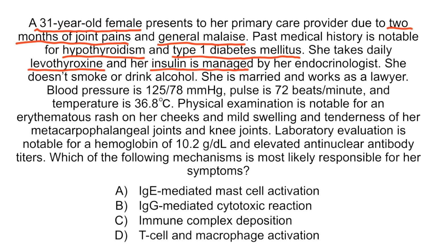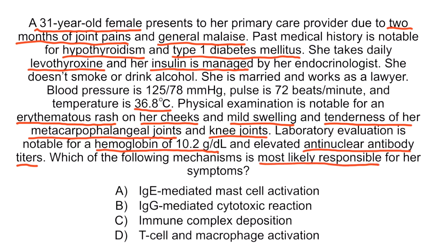Blood pressure is 125 over 78 millimeters of mercury, pulse is 72 beats per minute, and temperature is 36.8 degrees Celsius. Physical examination is notable for an erythematous rash on her cheeks and mild swelling and tenderness of her metacarpophalangeal joints and knee joints. Laboratory evaluation is notable for a hemoglobin of 10.2 grams per deciliter and elevated anti-nuclear antibody titers. Which of the following mechanisms is most likely responsible for her symptoms?